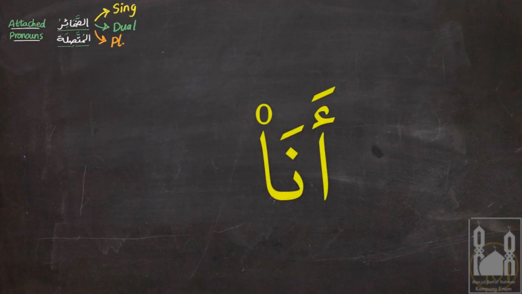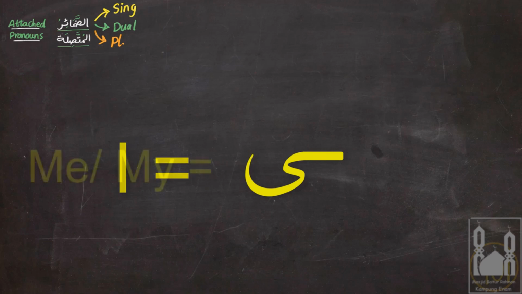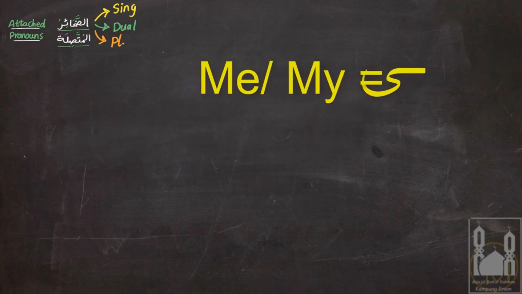Last time we learned about the pronoun أنا, which means I, and its attached pronoun is the suffix ي, which comes only at the end of words as a suffix, and it would then mean me or my, like in these examples.